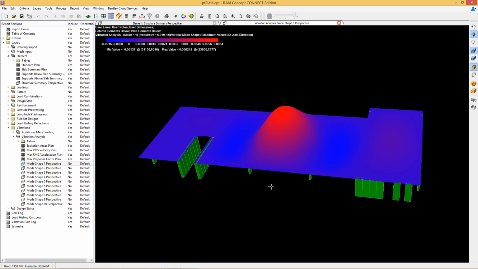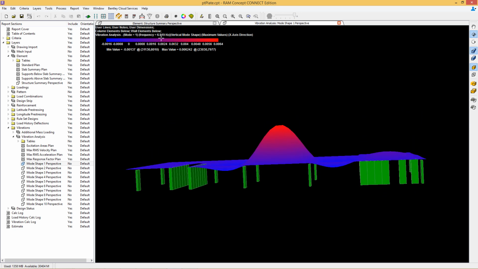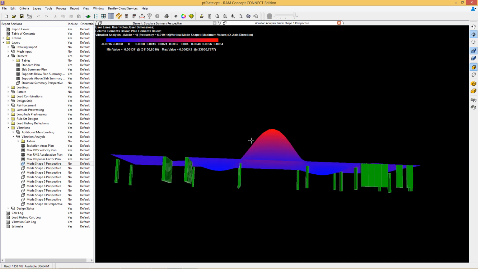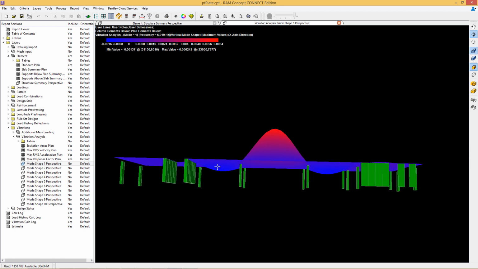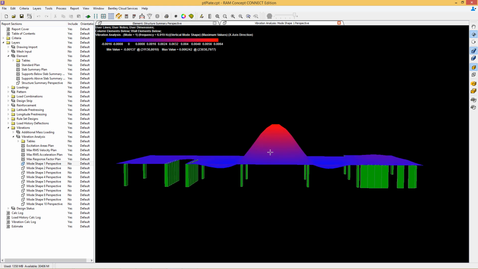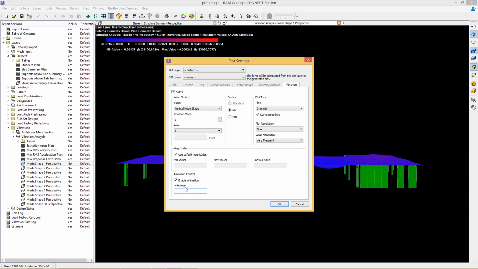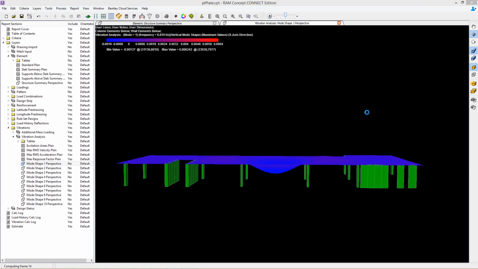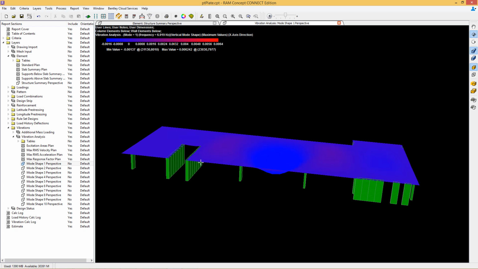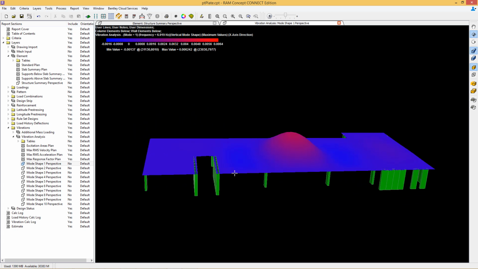So this is the first mode shape. You can see it's 6.9 Hertz, and it's predominantly one bay that's active here, although you can see that some of the adjacent bays also participate. And we can actually animate these plots as well and see them in motion. So we'll do that quickly here. And we can see what this mode shape looks like. Again, you can see it's dominated really by that one bay.